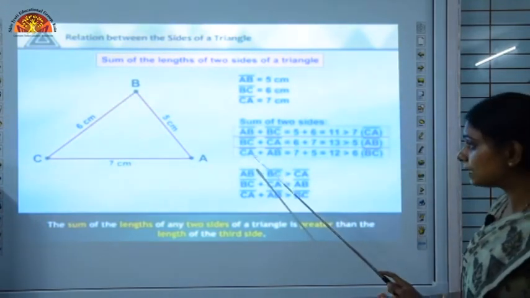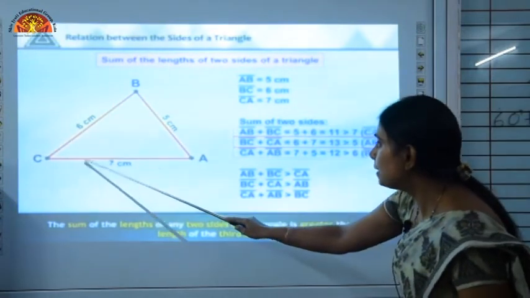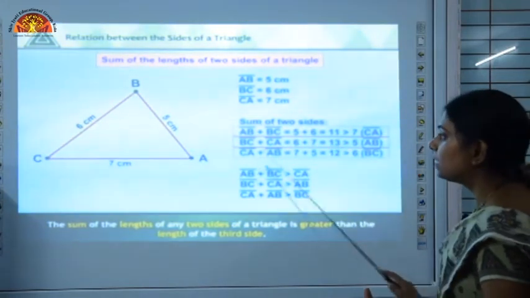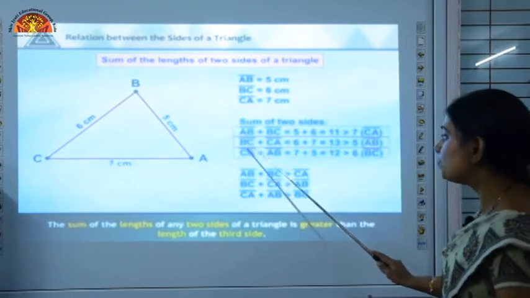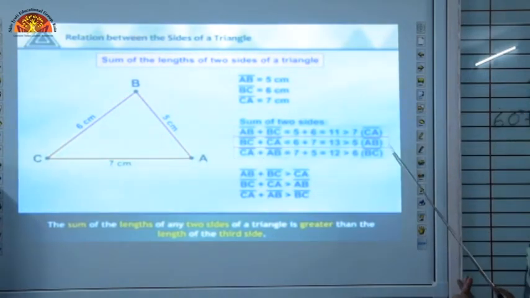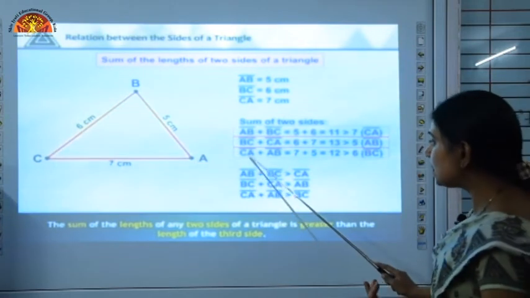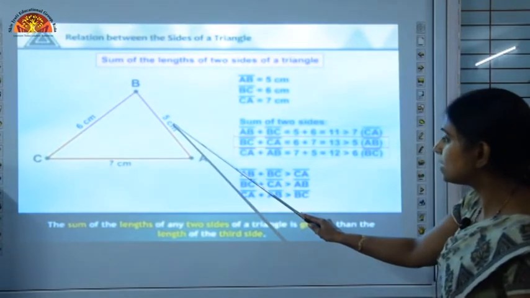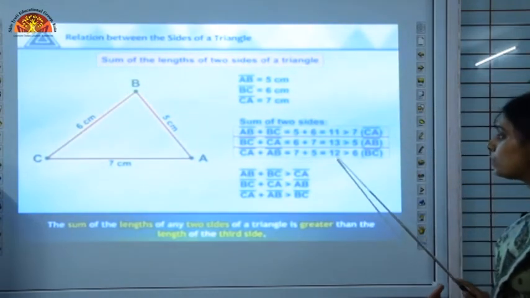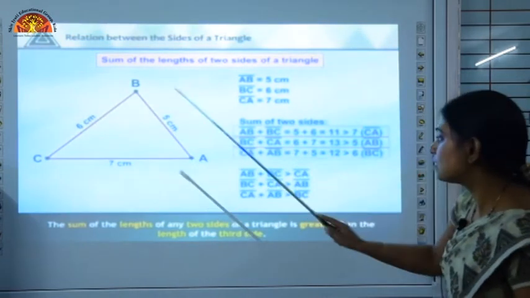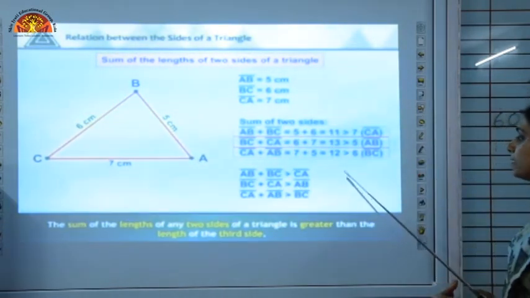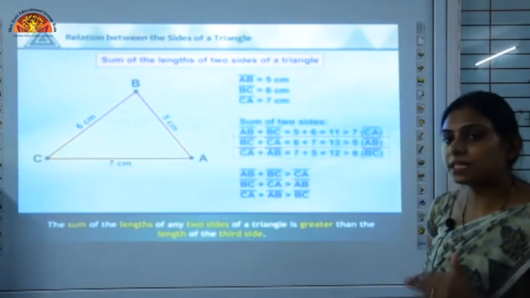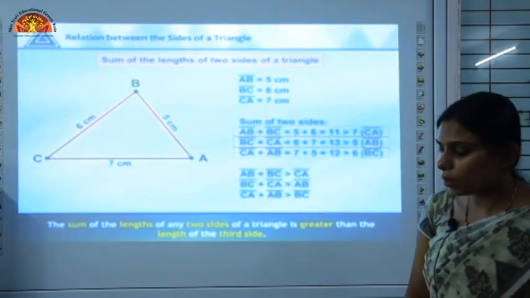Similarly, we can check for the other sides. BC plus CA, that is 6 plus 7, is equal to 13 and 13 is greater than 5. So BC plus CA is greater than AB. Similarly, CA plus AB. CA is equal to 7 centimeter and AB is equal to 5 centimeter. So 7 plus 5 is equal to 12 and 12 is greater than 6. So CA plus AB is greater than BC. If all these conditions are fulfilled, then we can say yes, these are the sides of the triangle.